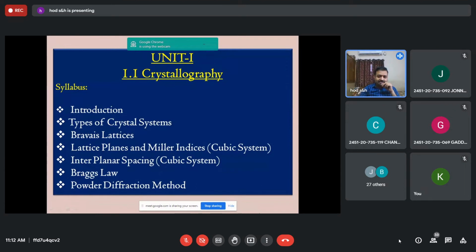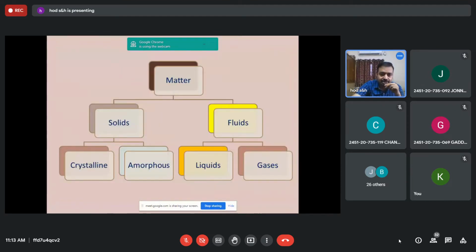And for short answers, a problem on Miller indices, identifying a space lattice plane, or determination of Miller indices, sometimes you may get, and sometimes Bragg's law also. You can't guess anything for a short answer, but generally for essay questions, these are the 3. So I'll review briefly the chapter. You listen carefully.